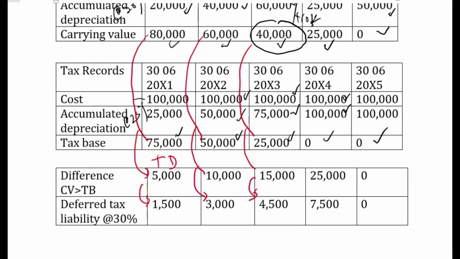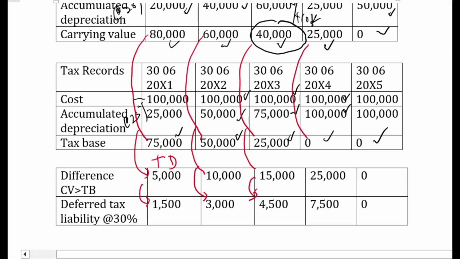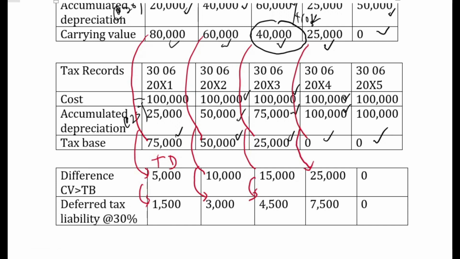Fourth year, the carrying value is 25,000 after the revaluation, and the tax base is 0. Taxable difference is 25,000 and the deferred tax liability balance is 7,500. Fifth year, carrying value and the tax base are nil. Therefore, the deferred tax liability balance should be 0.